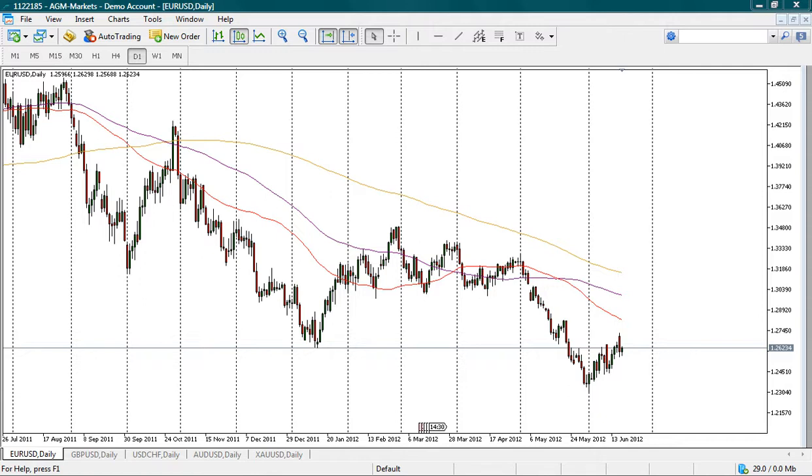What we're going to do today is go through technical analysis on Euro dollar, cable, dollar Swiss, Aussie dollar and gold. We'll not be making any trade calls or recommendations. You trade at your own risk.